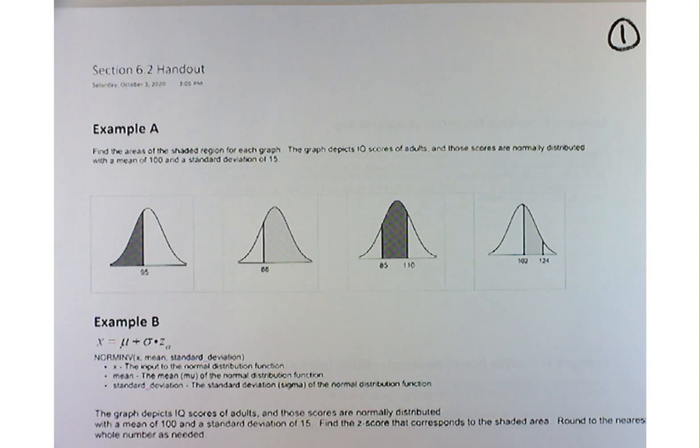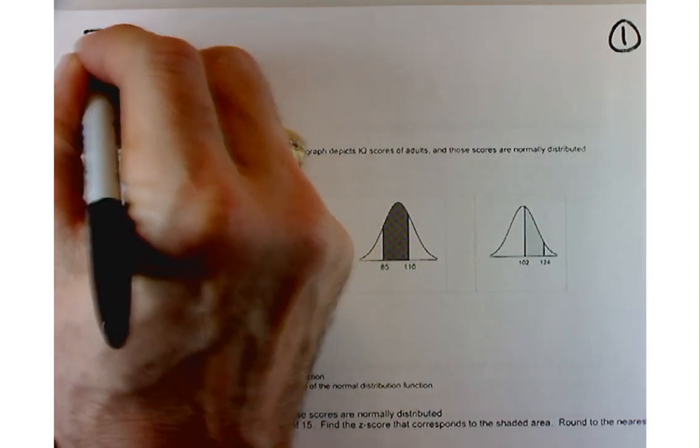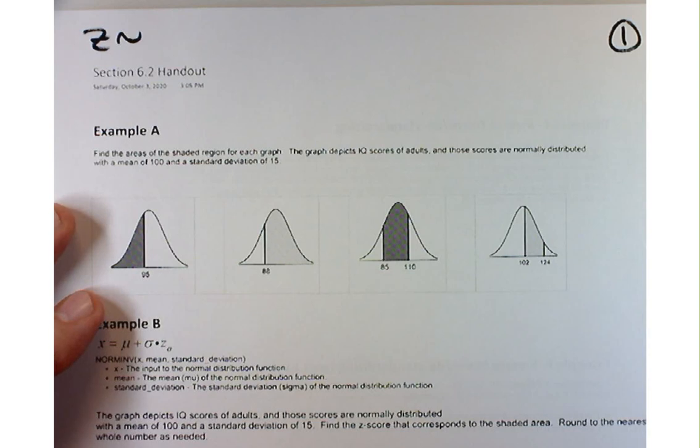So the other day we covered section 6.1, which talked about areas and things like that underneath the standard normal curve. We're going to expand on that in section 6.2 and work with areas for non-standard normal curves. Now, non-standard normal curve simply means that the mean and standard deviation are no longer 0 and 1. So if you have a standard normal curve, we usually use Z to denote that.